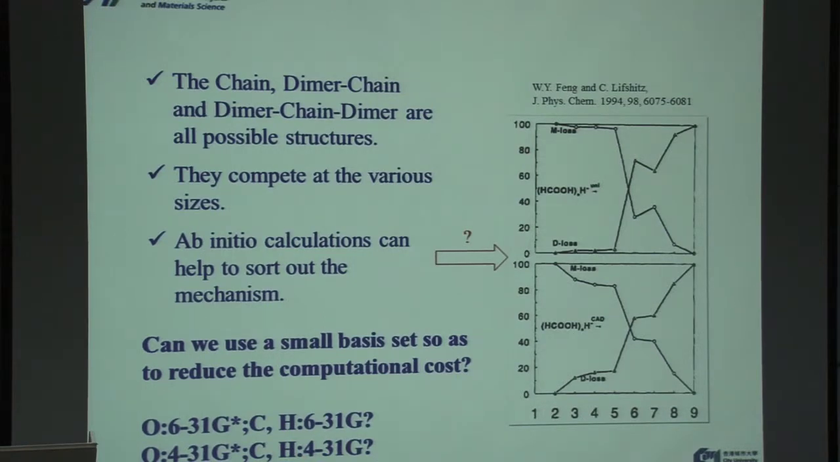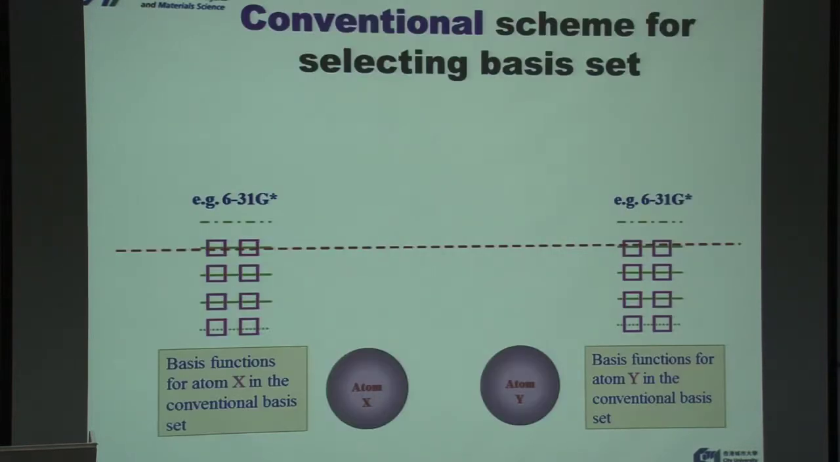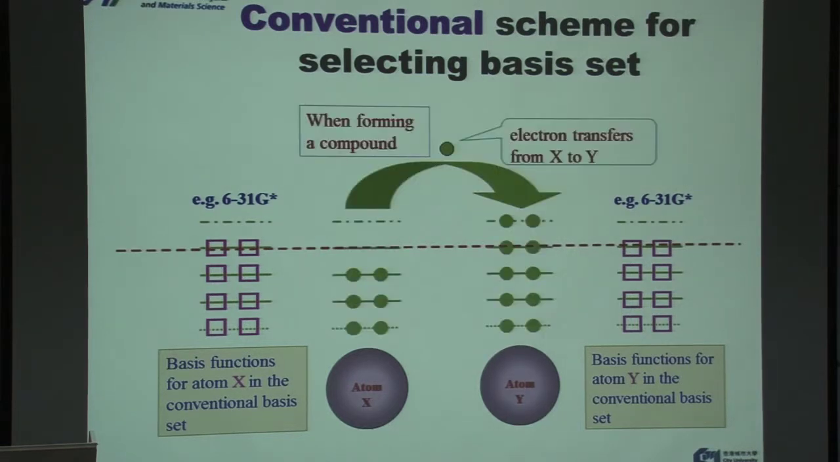I did a demonstration, and I analyzed the physics behind it. The basis functions people designed, for example 6-31G*, at that time people used the same level of basis function for every atom in the molecule. However, if you think about the details, you may recognize that there is very often charge transfer between atoms with different electronegativity.